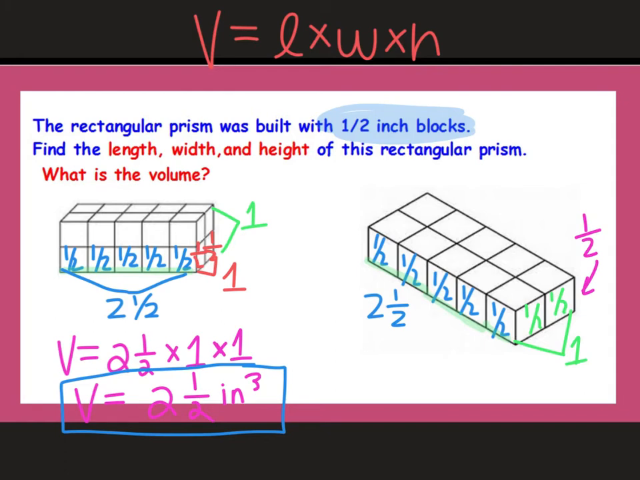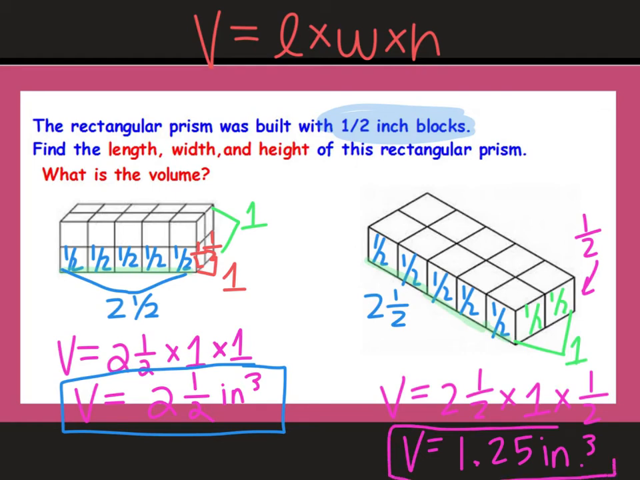So when we're finding our volume, we still do the same thing. Plug in our length, 2 1/2, times our width, 1, times our height, 1/2. So we can plug that in our calculator. Remember, 2 1/2 as a decimal is 2.5, and 1/2 as a decimal is 0.5. So 2.5 times 1 times 0.5 is 1.25 inches cubed. And if you kept that as a fraction, you could make that 1 1/4 inches cubed.